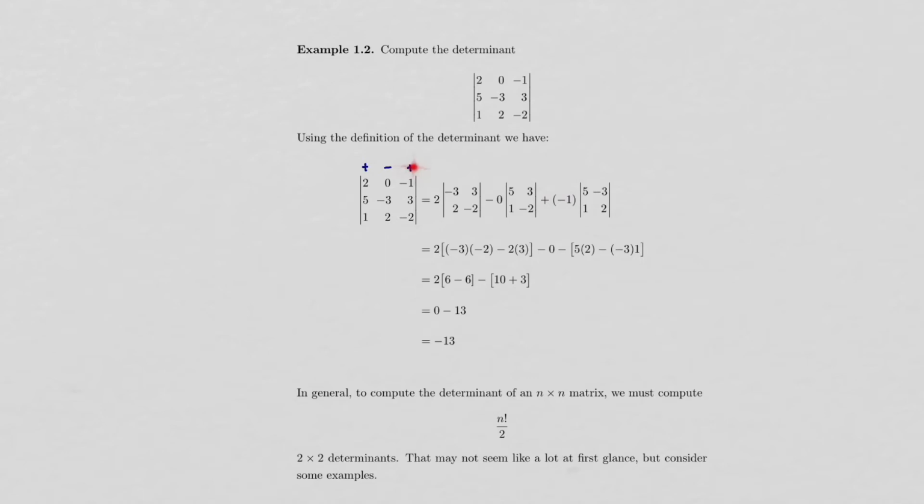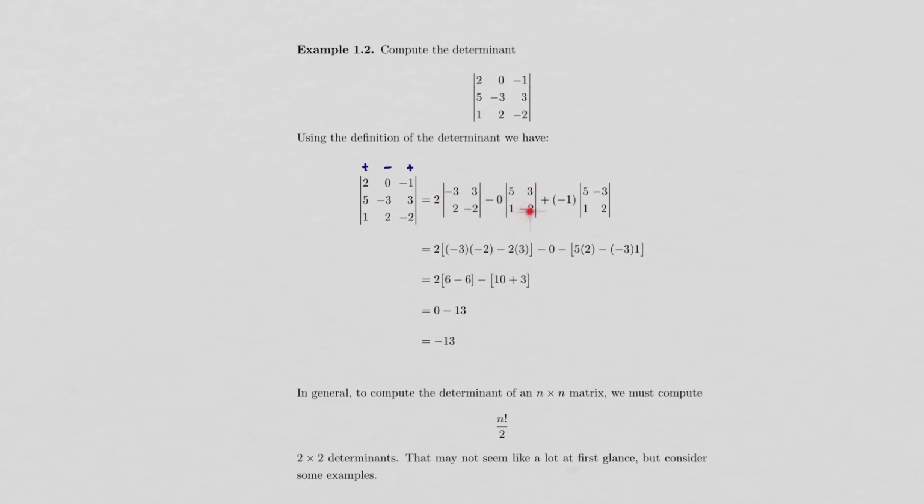Then I get plus -1. So plus -1 times the 2 by 2 determinant I get when I take out the row and the column that the -1 is in. So take out the first row and the third column, and I get this 2 by 2, 5, -3, 1, 2. And then for the 2 by 2s, I use the theorem that we just proved. So to calculate the determinant of this 2 by 2, I multiply -3 times -2, and then subtract 2 times 3. So this is the determinant of my first 2 by 2.